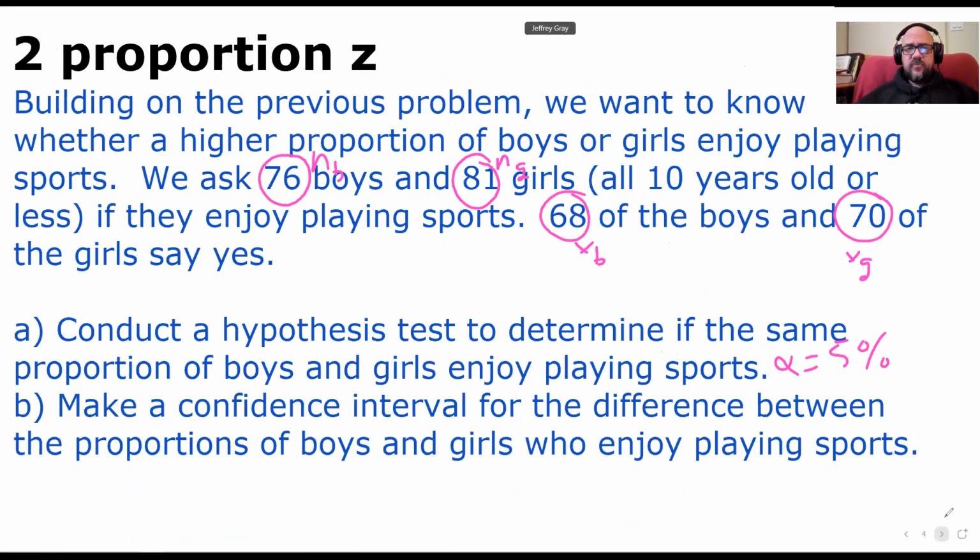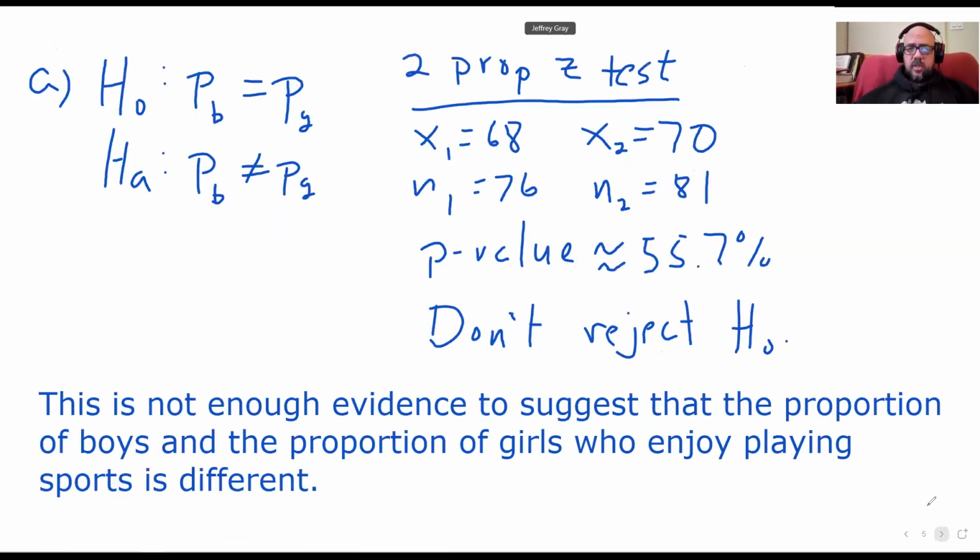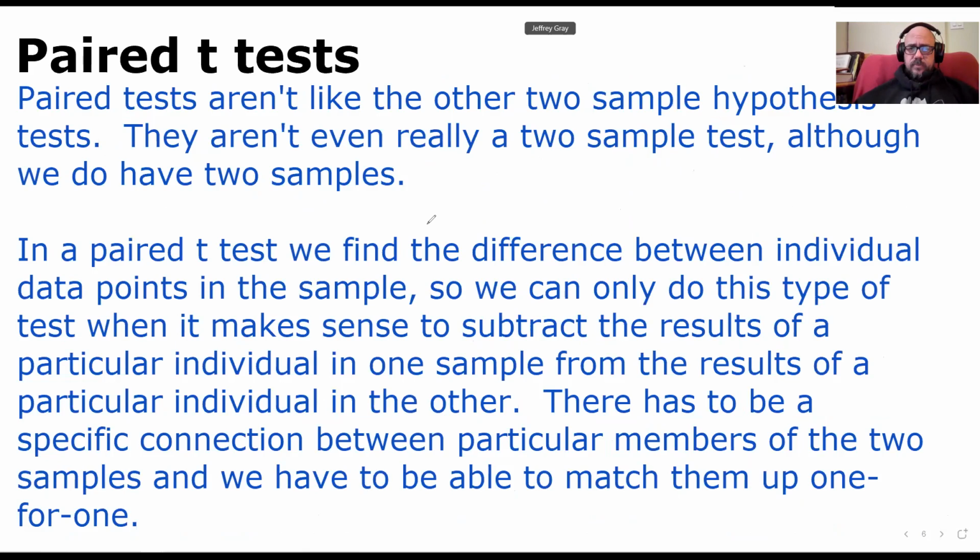2 proportions is for when you have categorical data. You have 2 samples of categorical data that you're comparing to each other. And then paired is when you have 2 dependent samples where you can match up one person in one sample with one person in the other sample. You can match them up 1-to-1. Normally you can't do that, right? This is a thing that you have to set up.